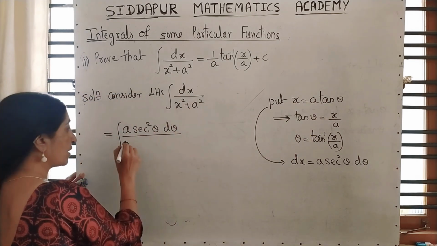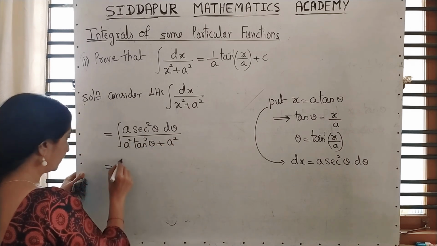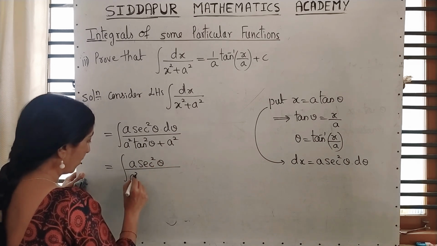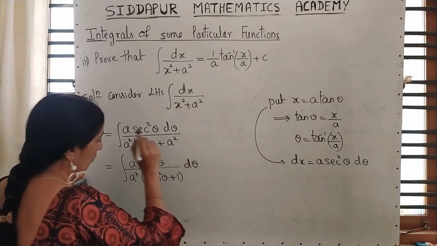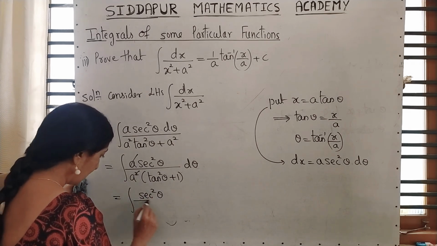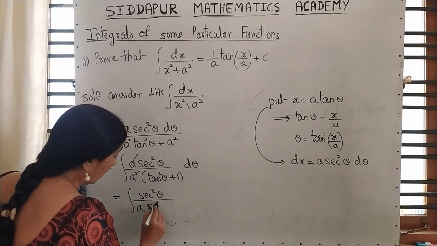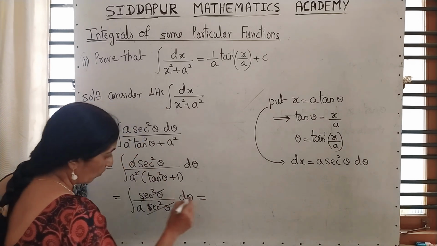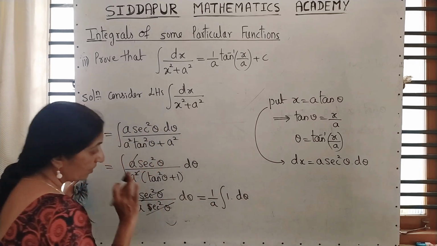That means x square is a square tan square theta, plus a square. This is a secant square theta, with a square common, tan square theta plus 1 into d theta. One a is cancelled with this. In the denominator, a square times tan square theta plus 1 is secant square theta, by the first year identity. Secant square and secant square cancel, and a is a constant. It is 1 by a, 1 into d theta, because they cancel, 1 by a is remaining.